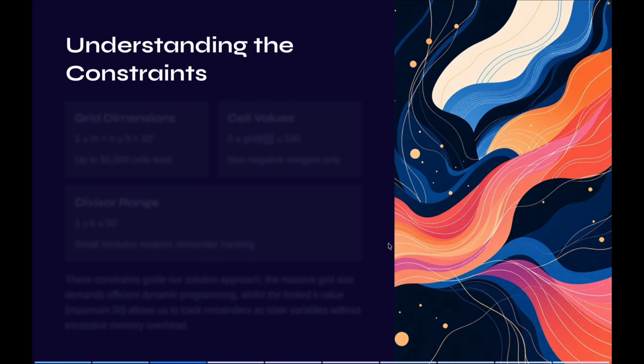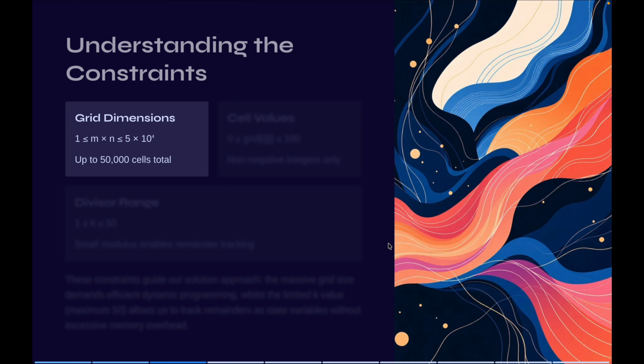This is what it is essential. So very first, jumping into the problem, let's try to understand the constraints. The constraint given is m cross n up to 10 to the power 4, we can say, meaning 50,000 approximately cells will be there.